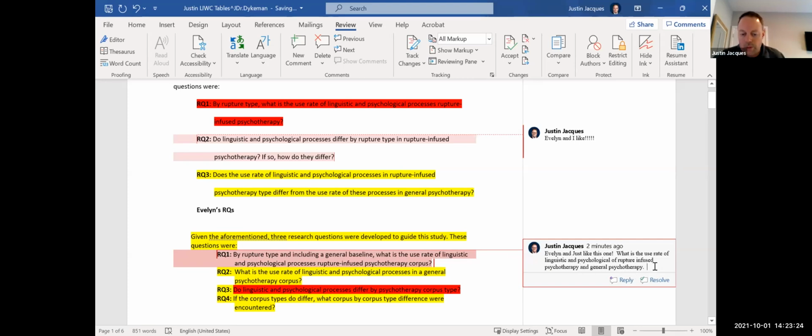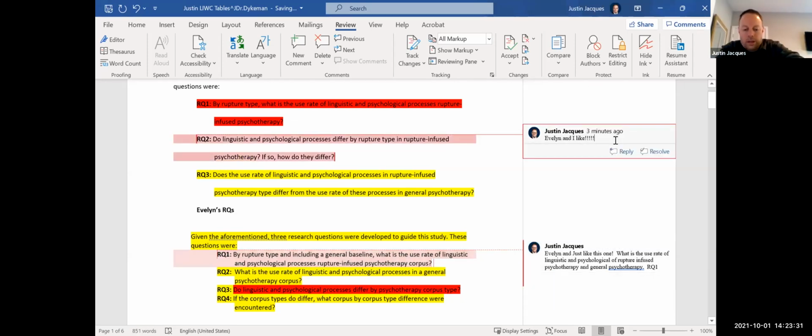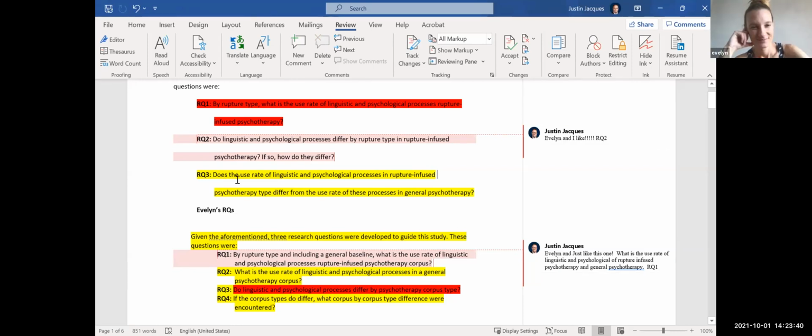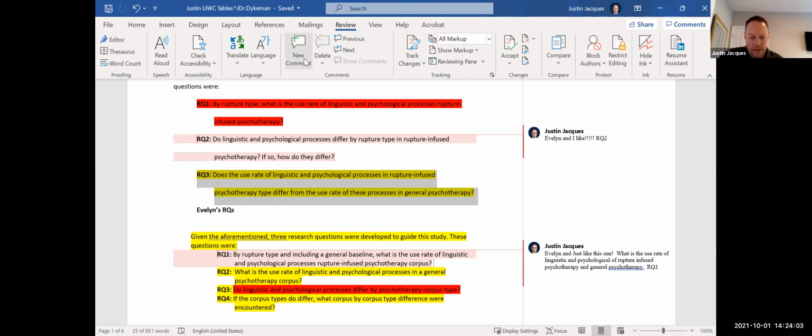Okay, so this will be research question 1. Okay, so we got that. So this is going to be RQ2. And then we have, does the use rate of the investors provide? So this is where we've pooled the rupture-infused psychotherapy. So we can leave as it is. So we like this. This kind of encapsulates the last research question. In rupture-infused psychotherapy, right.